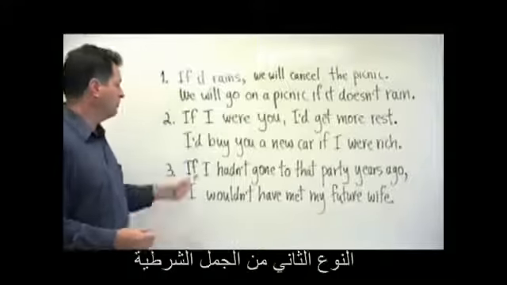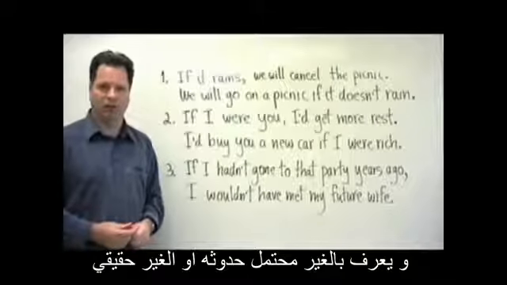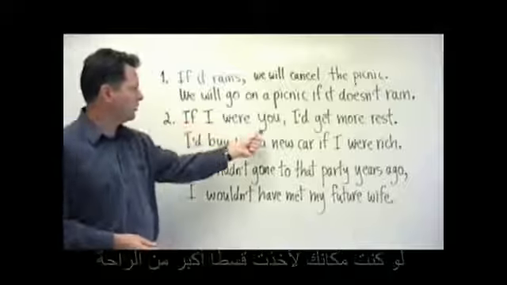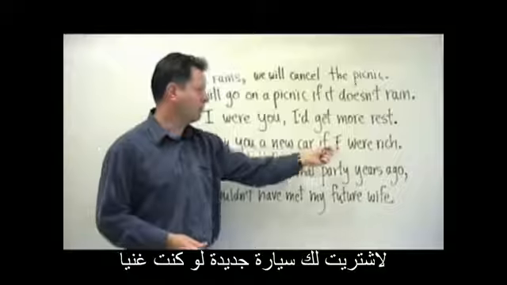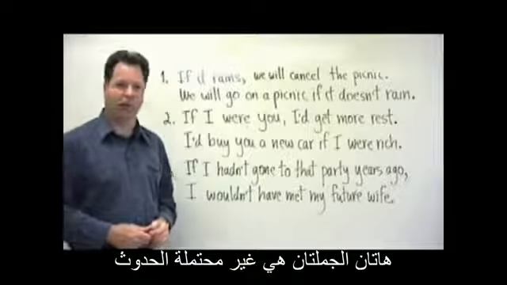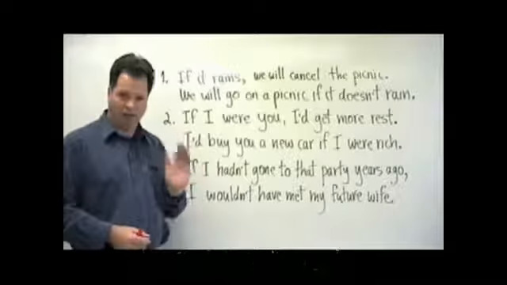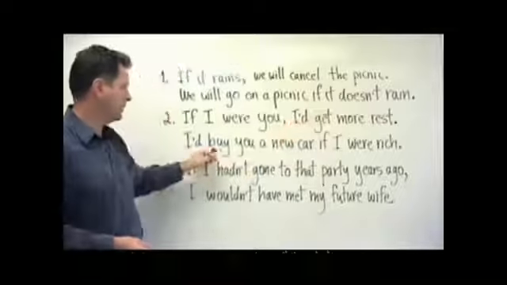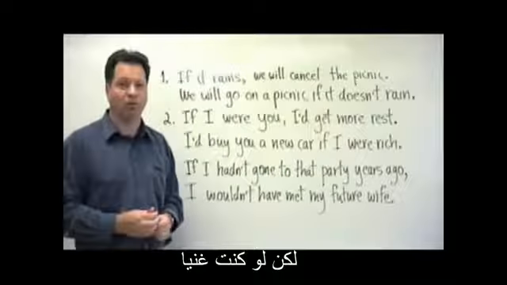The second conditional is also known as the improbable or unreal conditional. We're going to call it the second conditional. Let's take a look at this. If I were you, I'd get more rest. I'd buy you a new car if I were rich. Those two are the improbable conditional. In other words, it's impossible for me to be you, but if this actually took place, this is what would happen. Same thing here. Am I rich? No, but if I were rich.